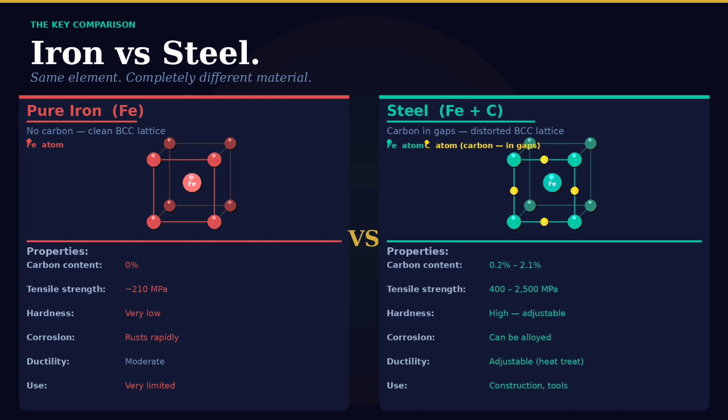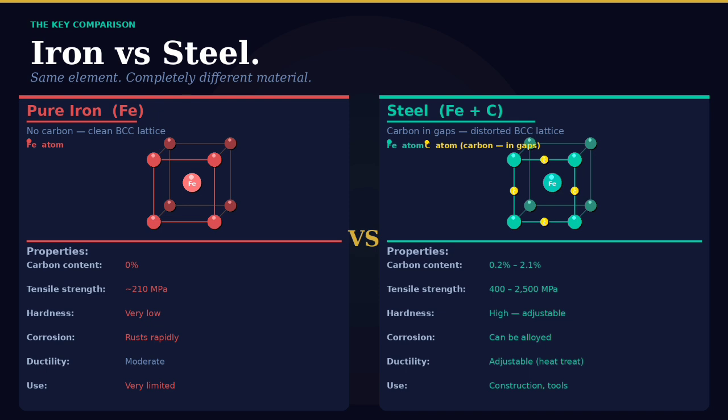Now let us look at the most famous comparison in metals engineering: iron versus steel. On the left you can see pure iron. It has 0 carbon. Its crystal structure is BCC at room temperature. Its tensile strength is around 210 megapascals. It scratches easily, rusts rapidly, and has very limited engineering use because it is simply too soft.